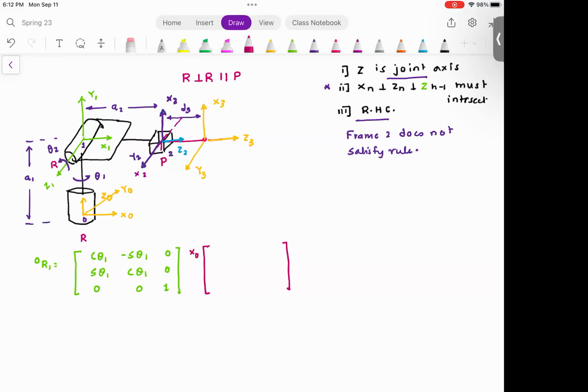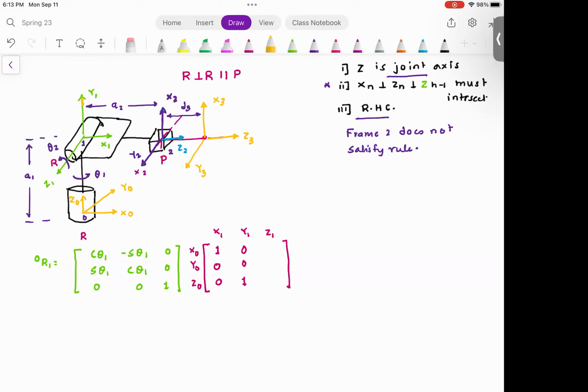You have x0, y0, z0 and x1, y1, z1. Now please check, x1 is aligned with x0. Y1 is aligned with z0. Are you with me? Y1 is aligned with z0. This is very important. I will just write it over here. Y1 is going like this, z0 is going in the same direction, and z1 is aligned with minus y0. Are you with me so far?